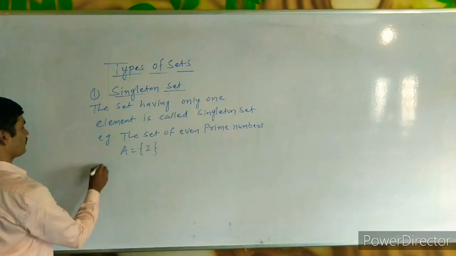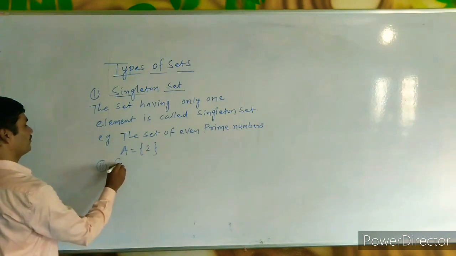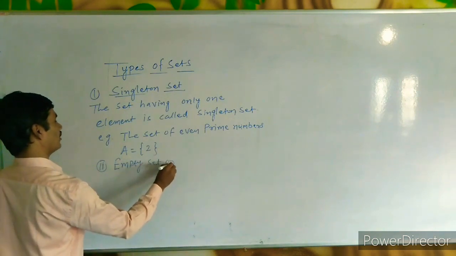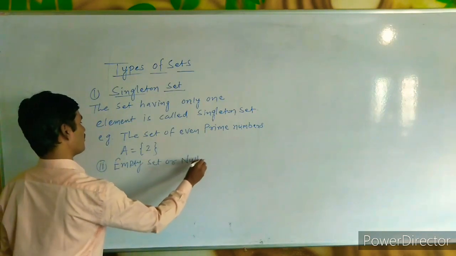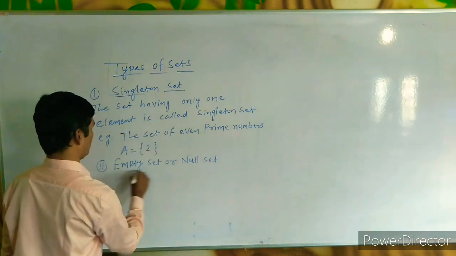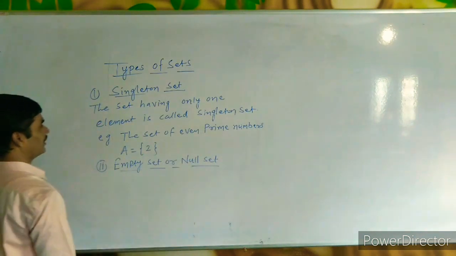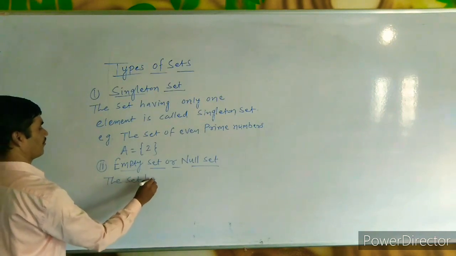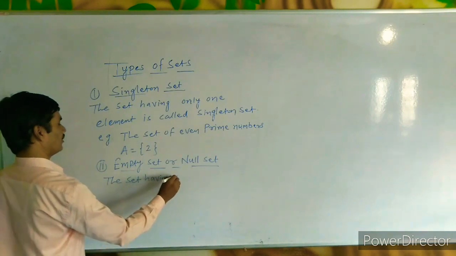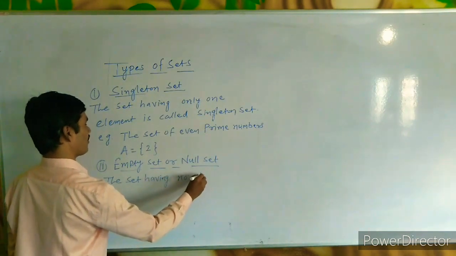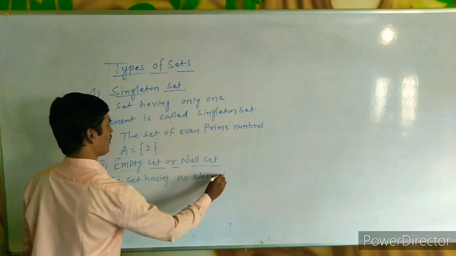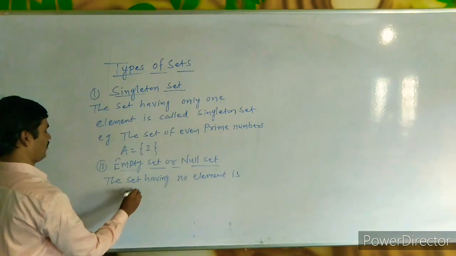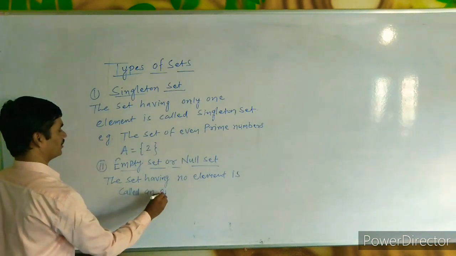Next type, empty set or null set. The set having no element is called an empty set.